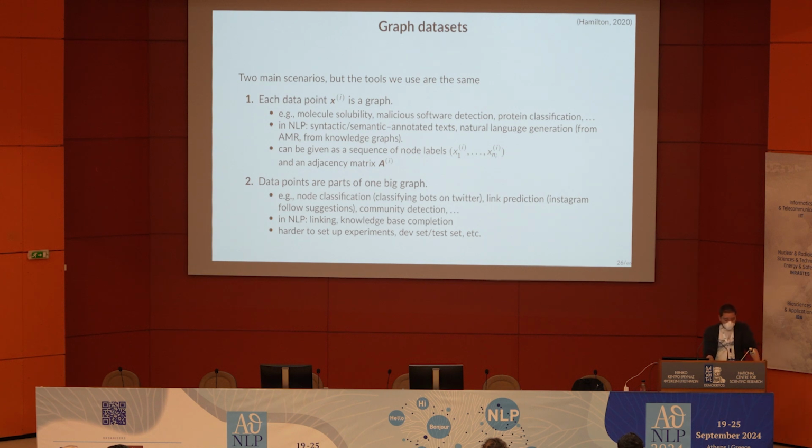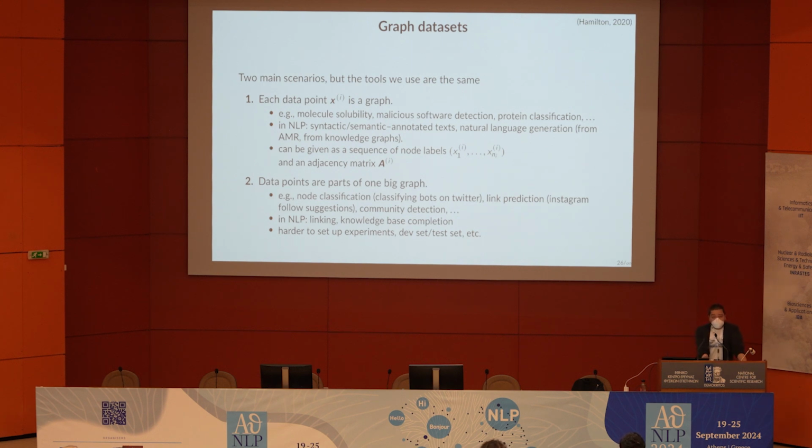Okay? But the other kind of problem that you may encounter is when, in a sense, your whole data set is one big graph, right? And it's quite different from the first one. And this usually appears in problems that take the link prediction form. Think about, for instance, follow suggestions on social media, community detection, classifying bots on different platforms. You have a big graph with interactions between them, but you want to make predictions at node level or maybe at edge level.